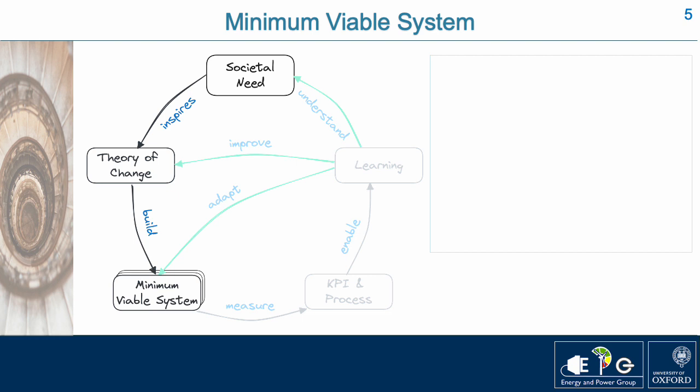Stage 3. The development and deployment of the minimum viable system. The concept of a minimum viable system, hereafter abbreviated as MVS, represents a pivotal idea in the developmental journey of a system. The MVS is a functioning prototype that embodies the essence of the desired system.